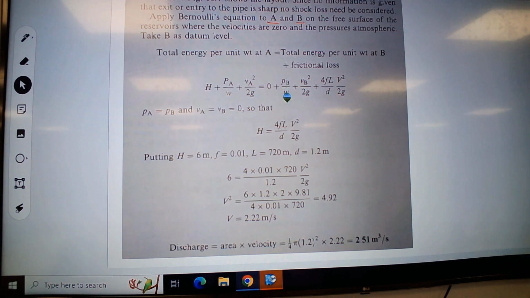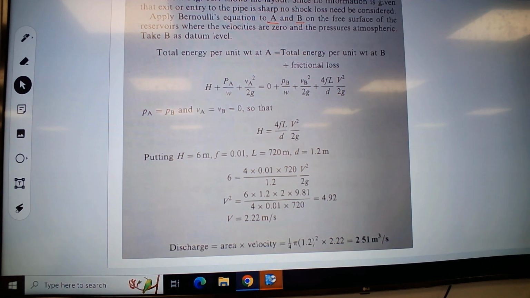The velocities at A and B are equal as well, and they are also 0. They're not moving, so that can be taken as 0. So I will have this disappear, and that disappear, and the only thing you've got left is H equals 4FLV square over D2G.